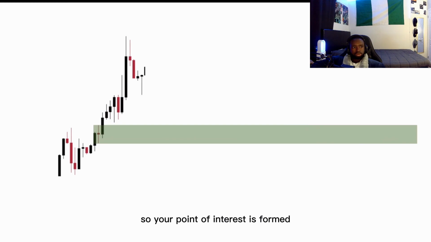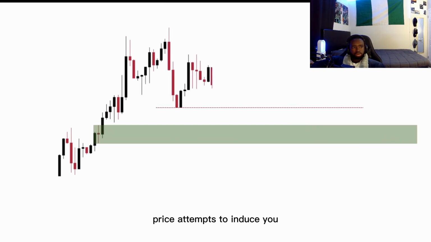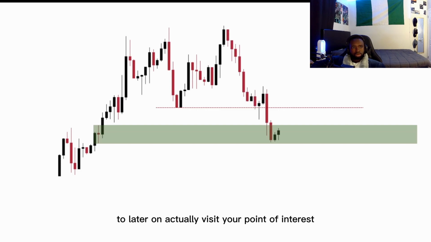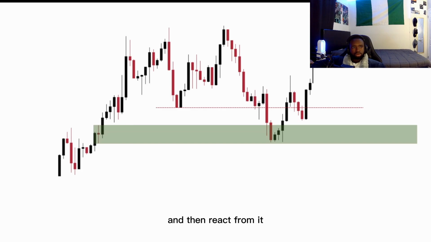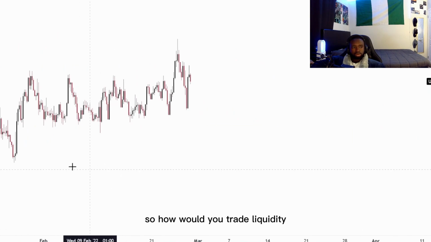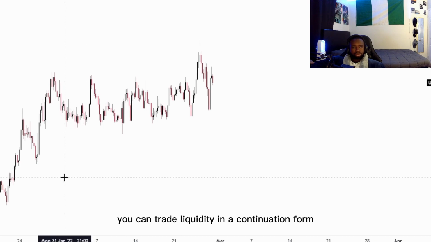So your point of interest is formed, and now you're waiting for price to revisit that level. Price attempts to induce you by reacting from a level close to your point of interest to later on actually visit your point of interest and then react from it. So how would you trade liquidity and inducement? Of course, you can trade liquidity in a continuation form, but let's focus on the inducement part.